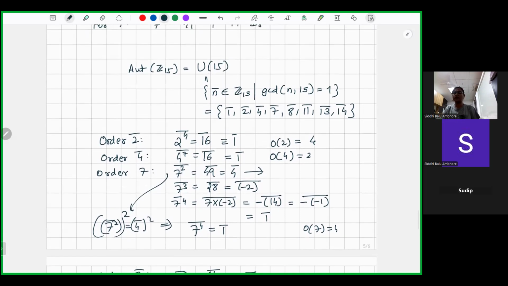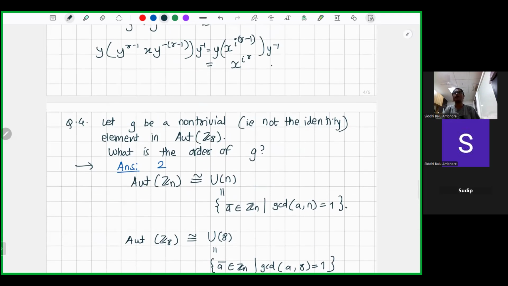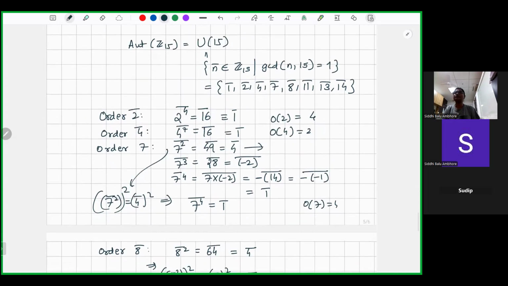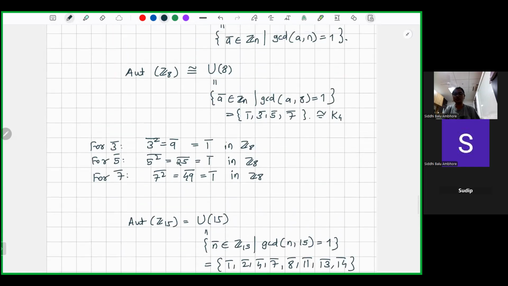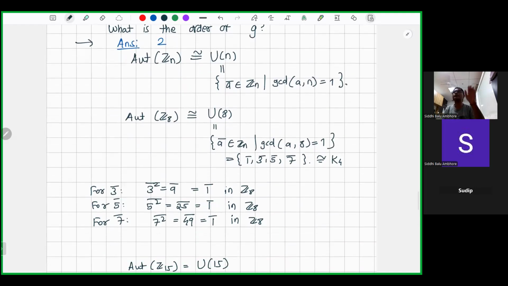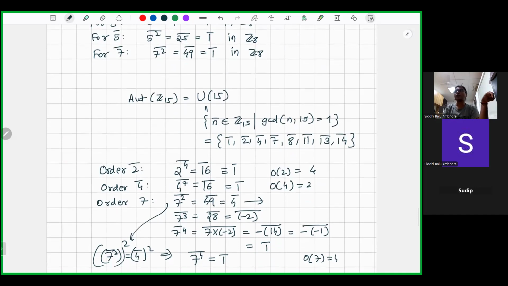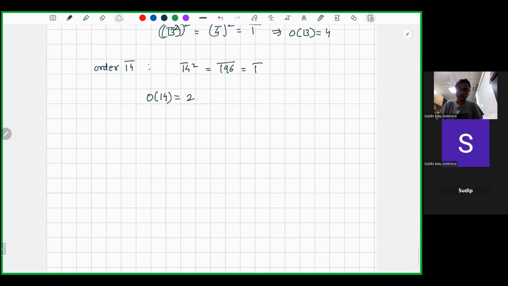When you are asked to find the minimal or maximal order, the minimal order will always be 1, because the order of the identity element is 1. Here they mentioned a non-trivial element. So the minimum possible order for any given non-trivial element will always be greater than or equal to 2. Please be mindful when you read the question. Okay, so this is what we have here.